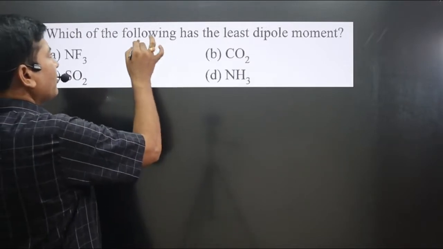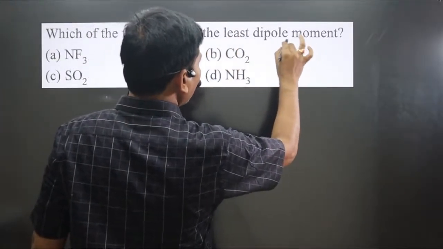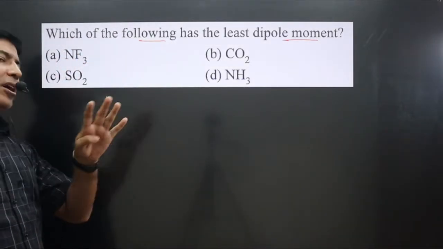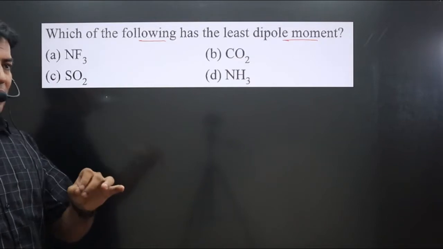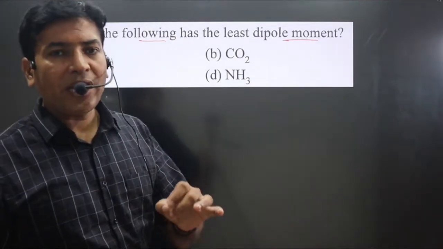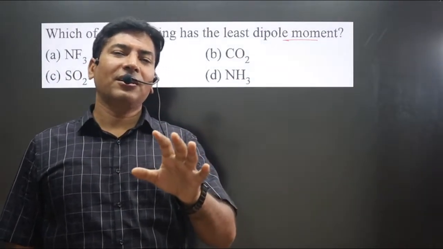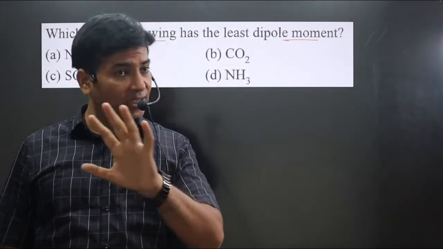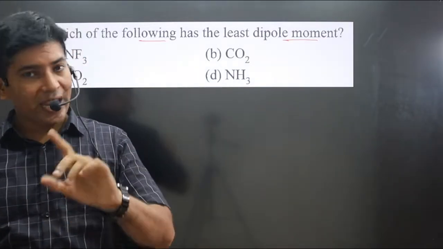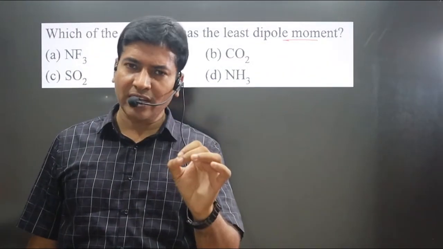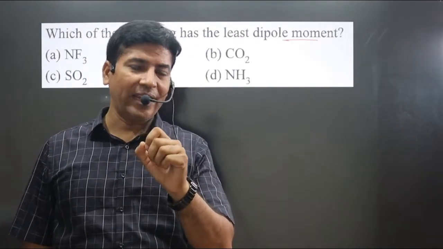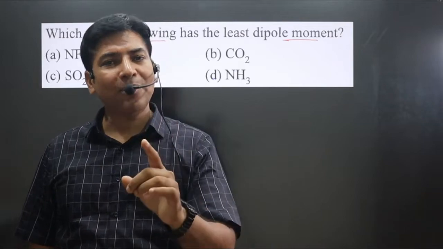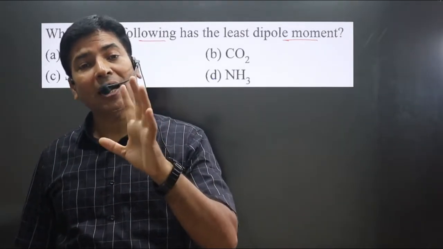The question says which of the following has the least dipole moment? Minimum dipole moment. Okay, 4 molecules are given here. Always keep in mind, if a molecule in which the central element is having regular geometry, its dipole moment will always be 0. Regular geometry, dipole moment will always be 0. And, important point, if the central element is having lone pair, its dipole moment will always be non-zero.